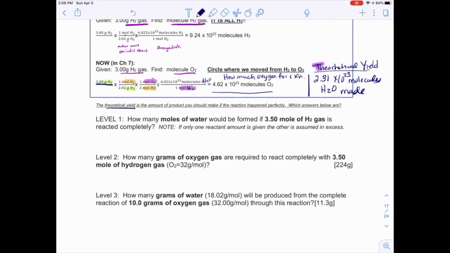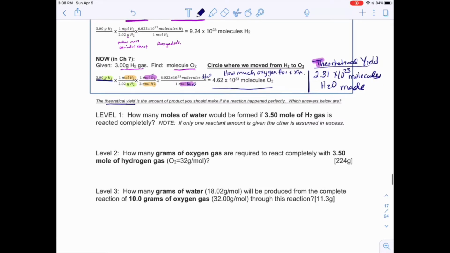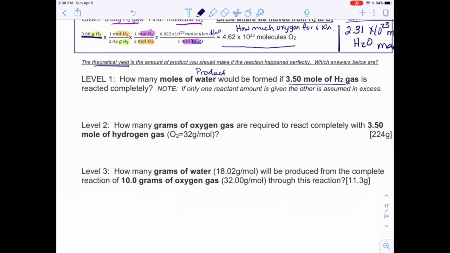So let's practice this idea of converting things around. It wants to know how many moles of water would be formed. So this is the product, and we're still talking about using that reaction at the top, if you have this many moles of hydrogen gas. So I'm going to zoom in a little.